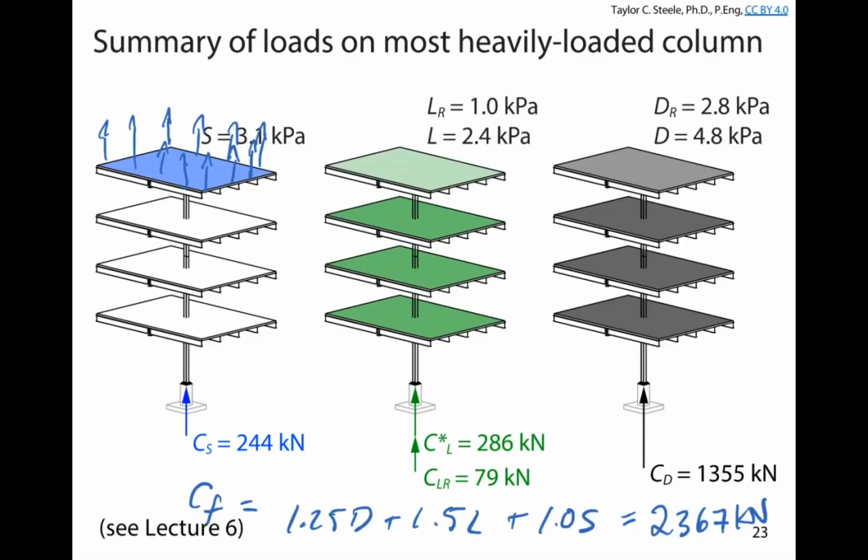So my factored compression on my column that I'm going to make sure the column is strong enough to resist is almost 2,400 kilonewtons. Okay, so we went through this example in lecture 6 of calculating the individual load effects on the column. In lecture 7 example notes, there's just a quick calculation for the uplift on the column. It's not critical for us here.